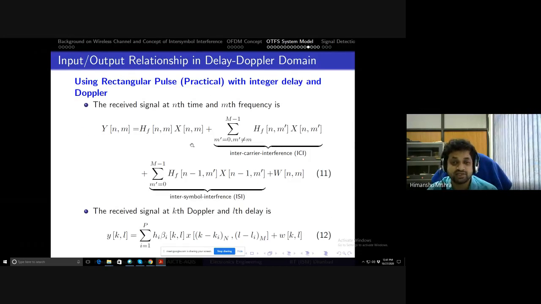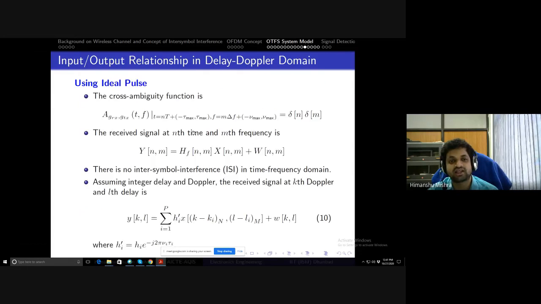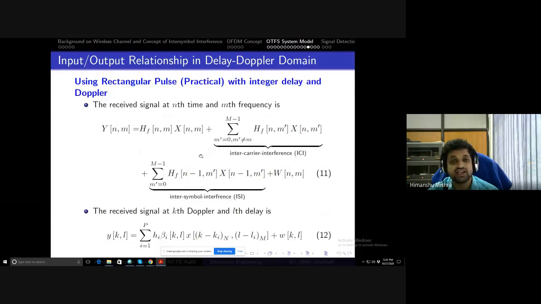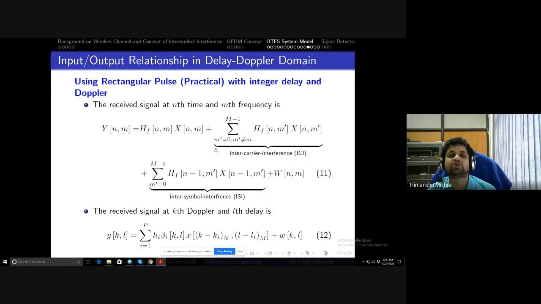By using the practical pulse, I'm not going into the detail. If you use the practical pulse, the received signal at the nth time and mth frequency will have the desired part, plus some intercarrier interference and inter-symbol interference. These two terms will come in the time-frequency domain.